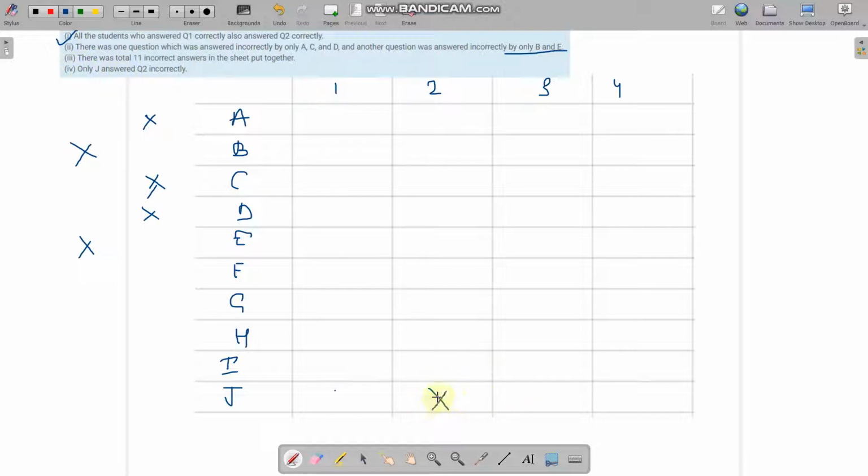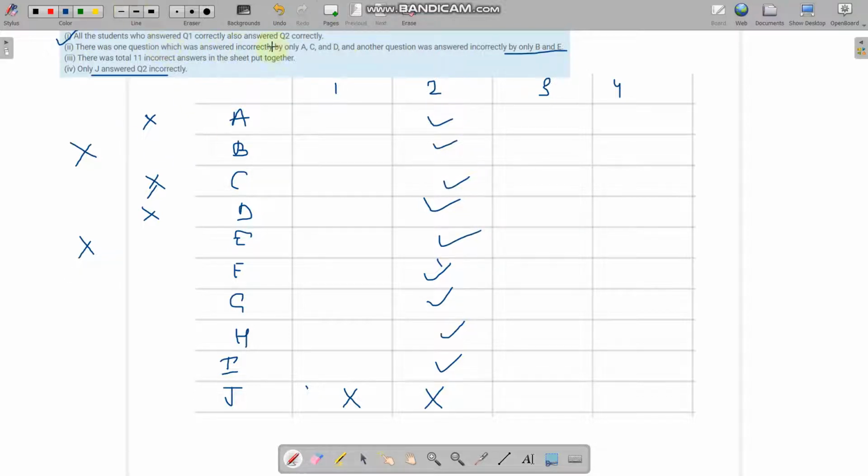Now the same case as I told: if here there is a cross, there for sure will be a cross here. Because say we take a tick here, so he answered Q2 correctly, which means he has to answer Q1 correctly, but that isn't the case. So for J both of them are wrong. Now since it is given that only J answered Q2 incorrectly, the rest all will be correct.